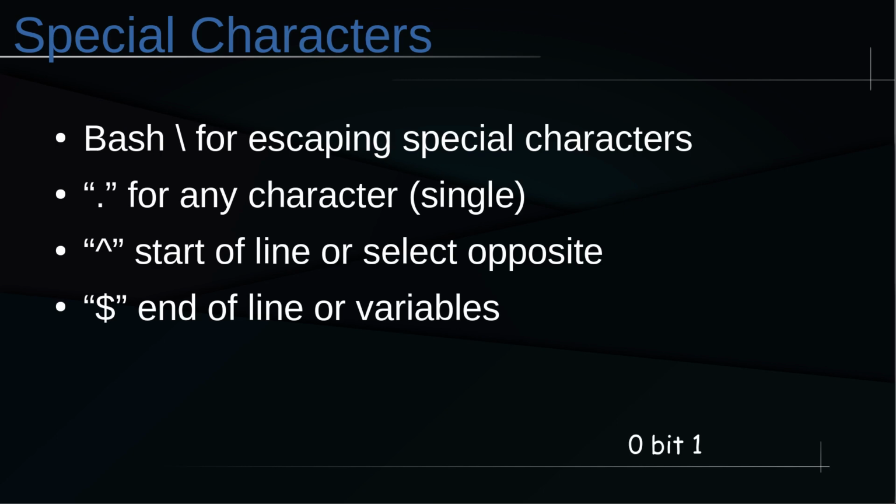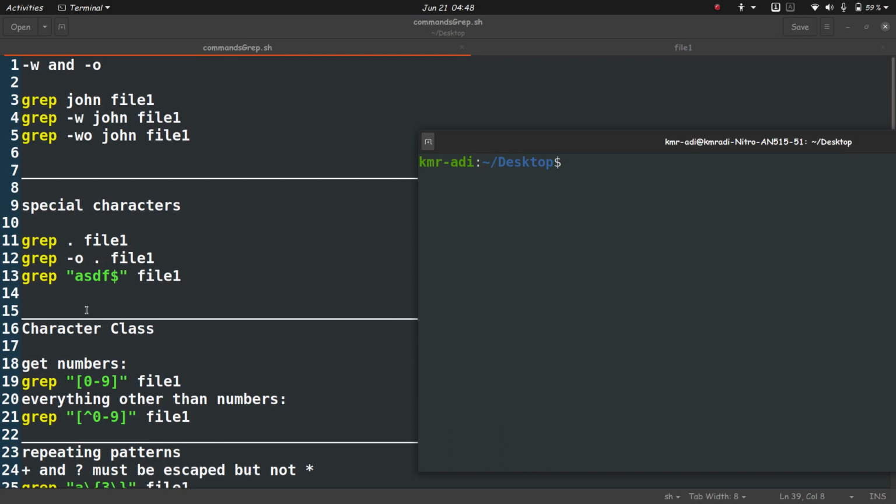Now do we have any commands for this? Yeah, so let's start with grep dot file1. What you see here is that everything is selected, everything is matched. How do we know? Whatever is in red is a match. So every character is matched. That's true because every character is a single character in itself, and dot matches every single character. So everything is written.